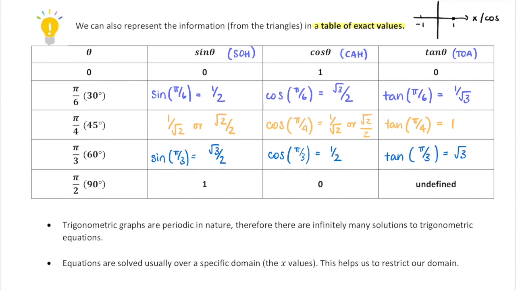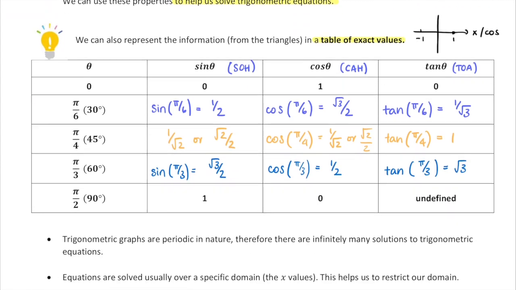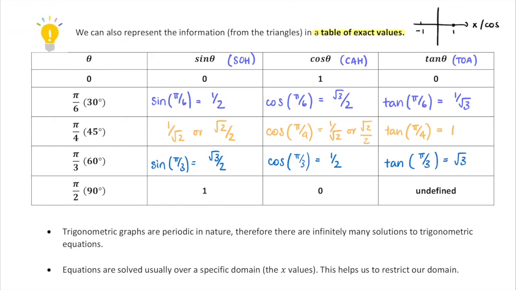So what you can see here is now that we've pre-filled our table of exact values. So essentially what we've done is tabulated these three right angle triangles into a table. So another important thing to note is that trigonometric graphs are periodic in nature. Therefore, there are infinitely many solutions to any trig equation. Now, the way we counteract this is by solving equations over a specific domain. So when we talk about the domain, we're referring to our x values. So by restricting our domain, we can limit how many solutions that we're looking for.